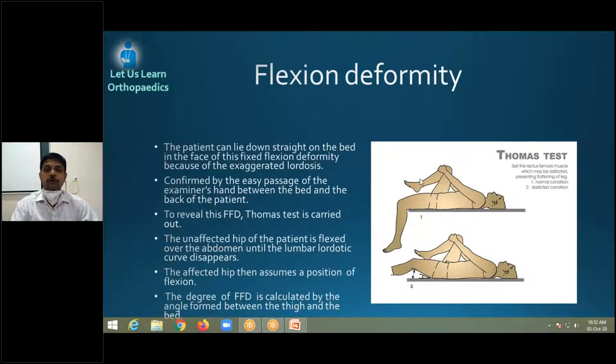When you try it, till what angle do you have to flex the opposite normal hip? Till the lumbar lordosis has been obliterated. Once it has been obliterated, you see the normal left hip has been elevated from the couch. So the angle that is found between the thigh and the bed of the couch is the fixed flexion deformity of that respective hip. So once the lordosis has been obliterated, then the fixed flexion deformity is revealed. The test that has been clinically done is the Thomas test, which I have now described.